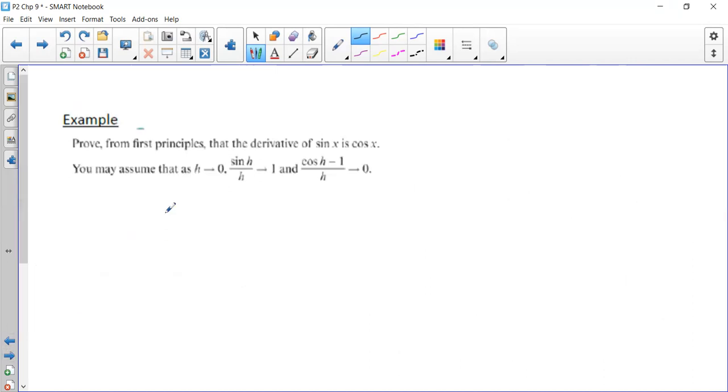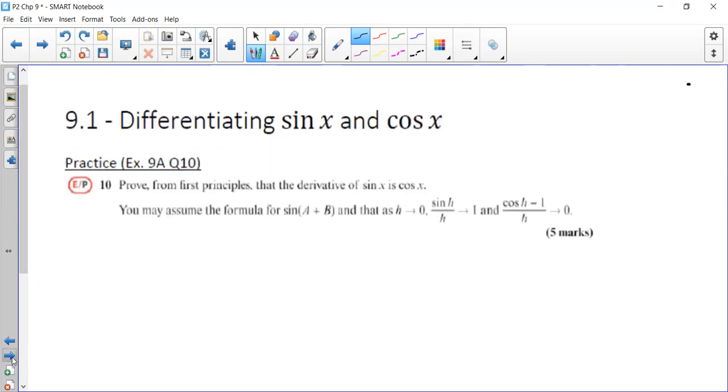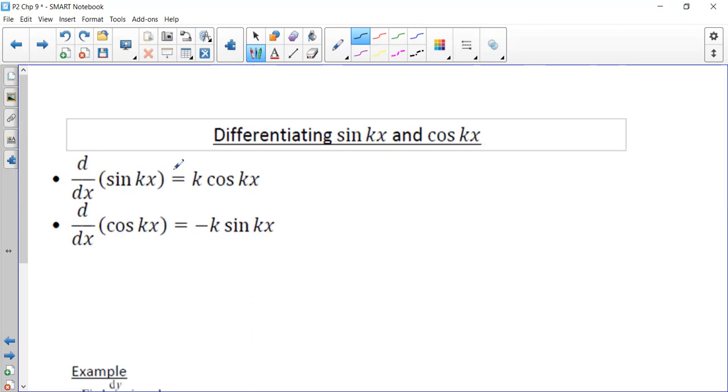Right, next. Now I'm going to skip this for now. The first principle, we'll save the best for last. So come back to it later. We'll learn the application side of things first.